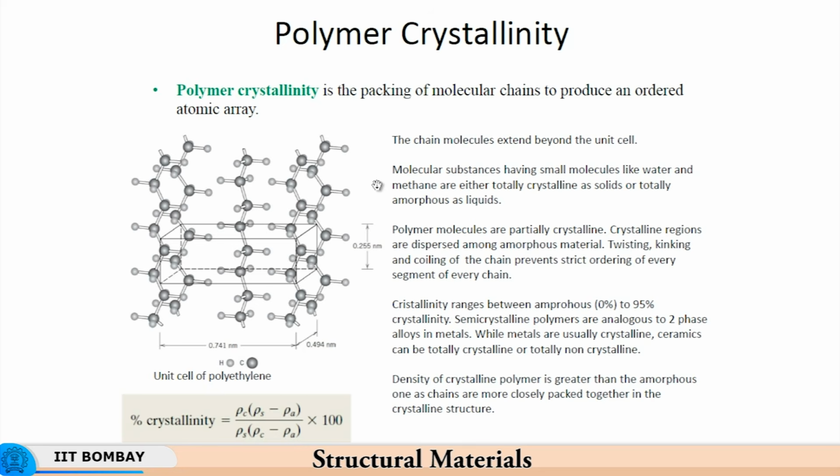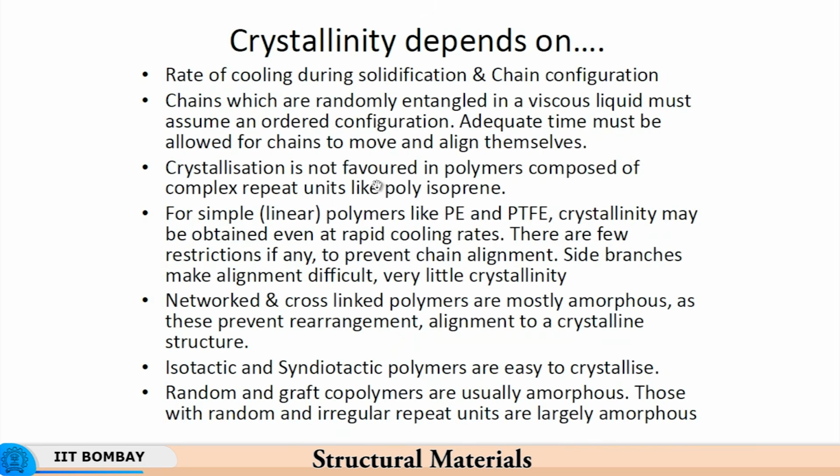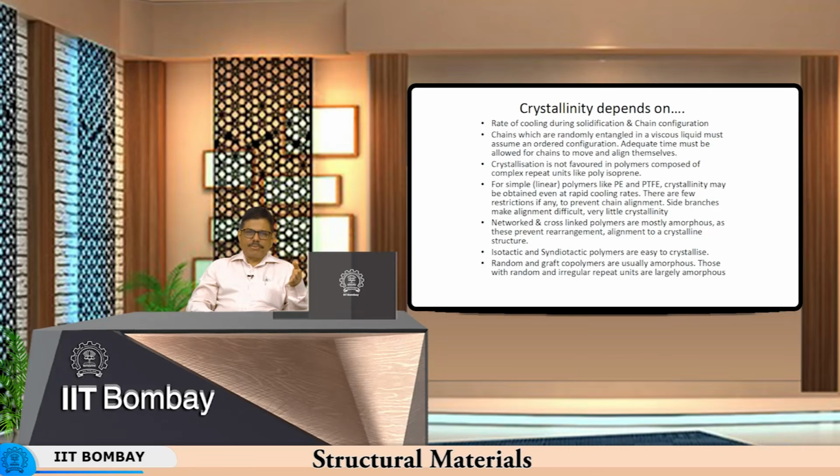So this is the expression for calculation, and the crystallinity depends upon the rate of cooling during solidification and chain configuration. Just like metals, in metals you can also get amorphous metals which are called metallic glasses, which are made by very rapid cooling. So you don't let crystalline arrangements develop, by not allowing enough time for crystal structures to form, right. So very rapid solidification is something that helps in making amorphous materials from metals.